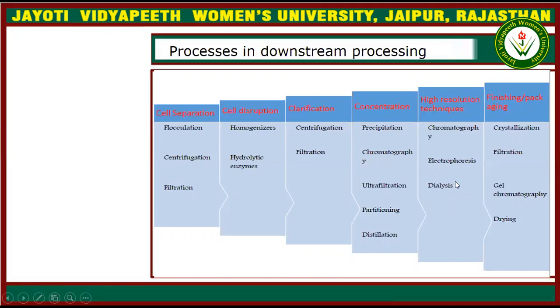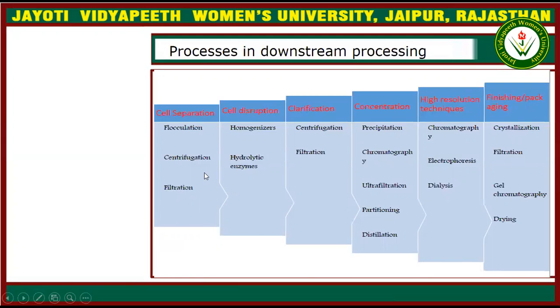And after isolation of pure product, we go to the finishing step, which is the final step, in which we conduct crystallization, filtration, gel chromatography, and drying, so that the product quality can be improved. In this video we are going to study the first portion, the cell separation method.